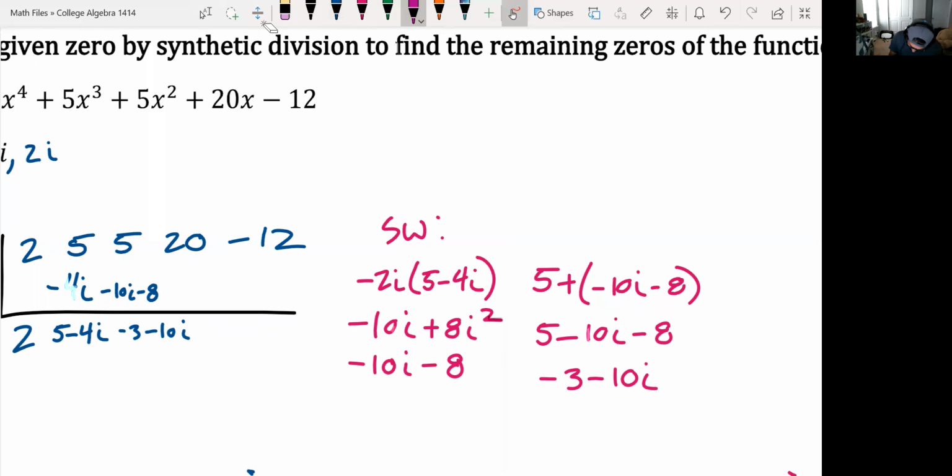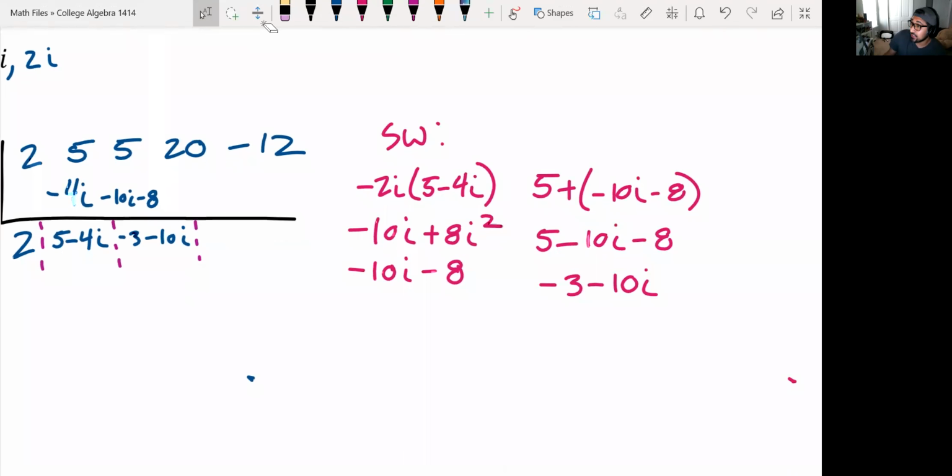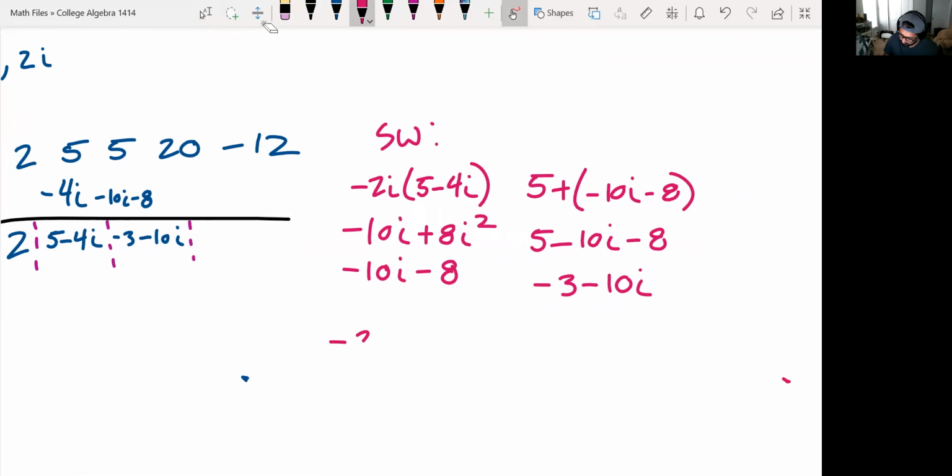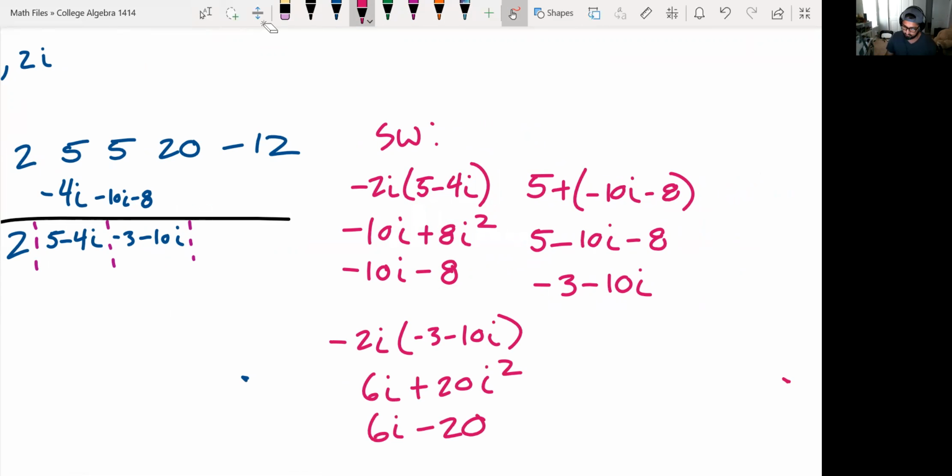Okay. Maybe I should put some dividers in here. Okay. And now we multiply negative 3 minus 10i by negative 2i. So negative 2i times negative 3 minus 10i. So you're going to get 6i plus 20i squared, which becomes 6i minus 20. So that goes right underneath the 20.